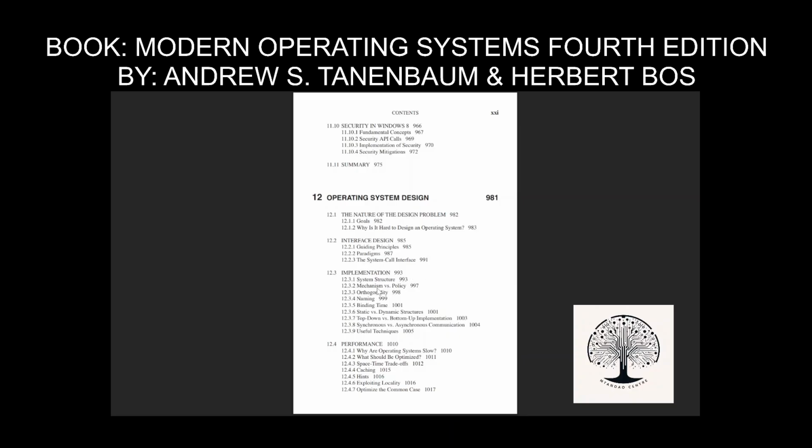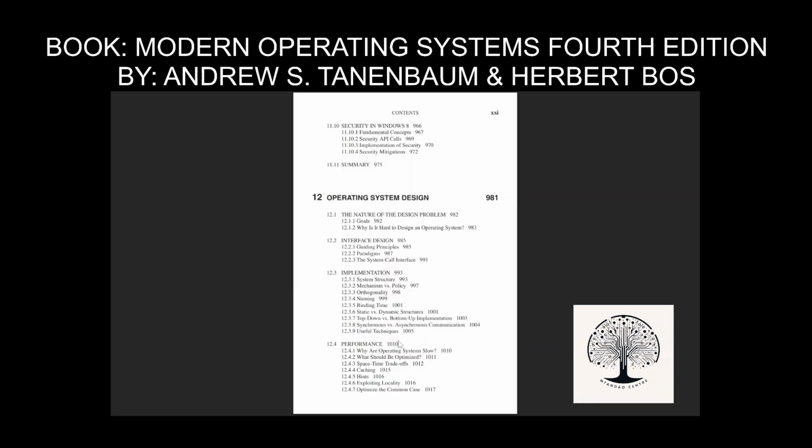We look at implementation and system structure. We look at mechanism versus policy. We look at orthogonality. We look at naming. We look at binding time. We look at static versus dynamic structures. We look at top-down versus bottom-up implementation. We look at synchronous versus asynchronous communication.